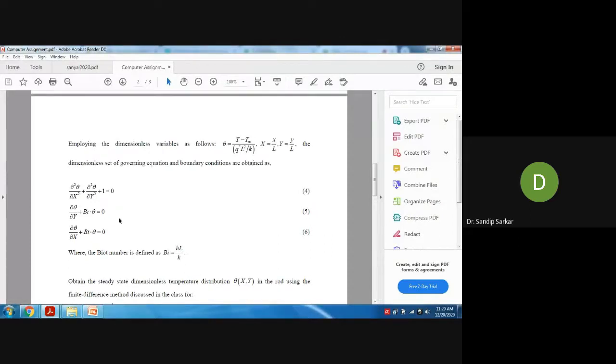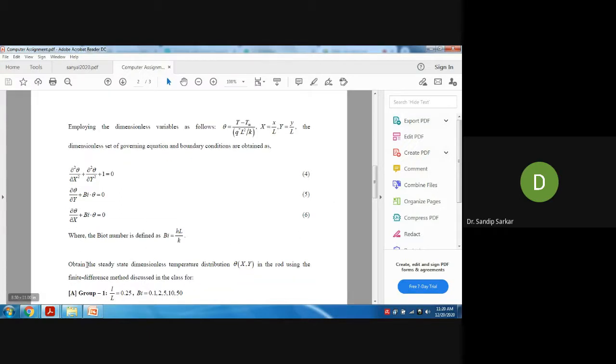So you have to employ these 3 equations, equation number 4, equation number 5, equation number 6, to obtain the steady state temperature distribution theta(x,y) in the rod using the finite difference method discussed in the class. So this is the assignment that you have to do, by writing your own code.